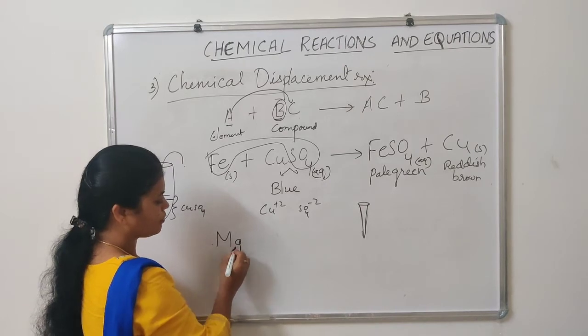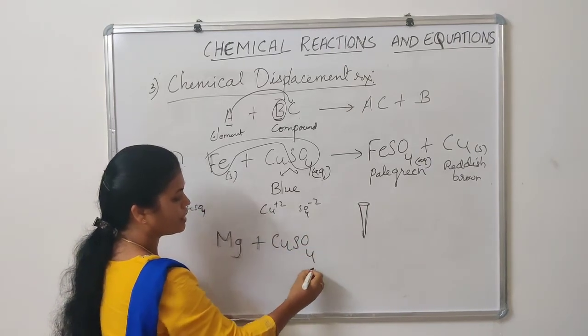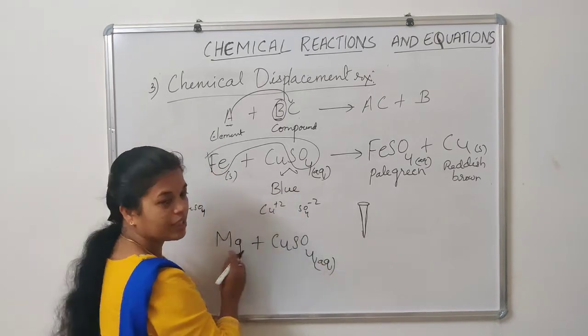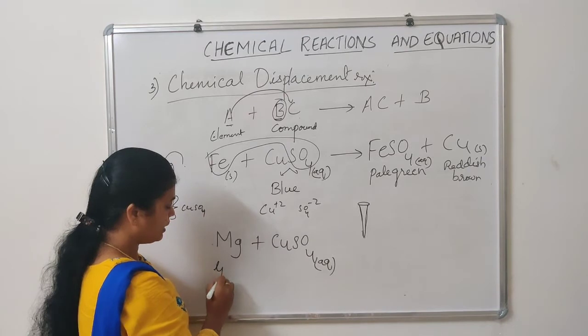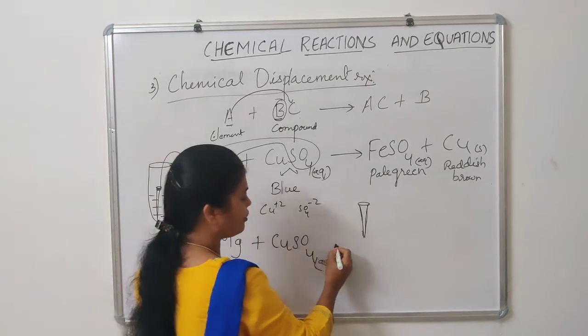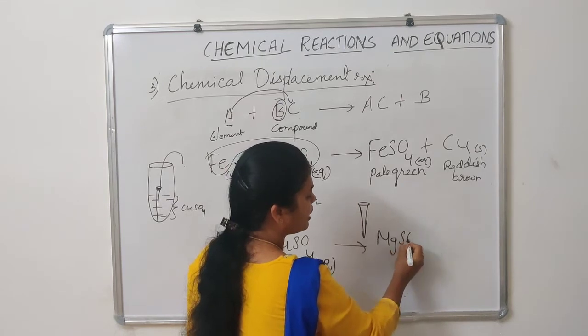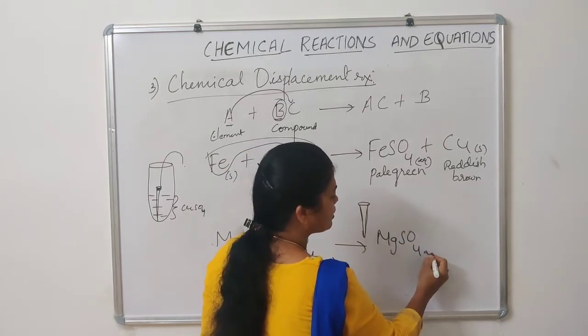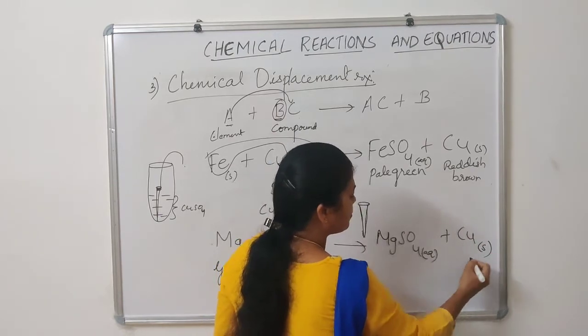Similarly, one more example we can take: magnesium plus copper sulfate. This is also an aqueous solution. Magnesium is available in the form of a ribbon. It is grey in color. When you dip it in the copper sulfate solution, it becomes magnesium sulfate. This is also aqueous, and here also copper is separated out.